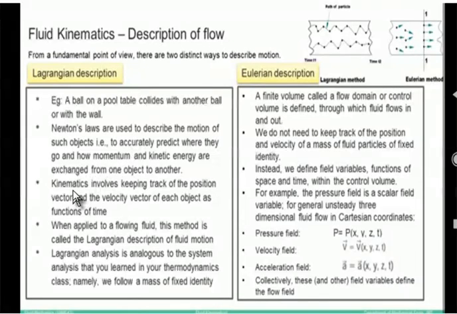Next, kinematics involves keeping track of the position vector and the velocity vector of each object as a function of time. So in the Lagrangian method, what happens?